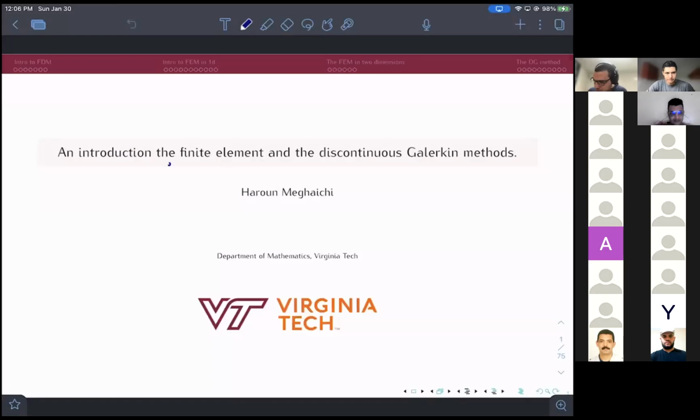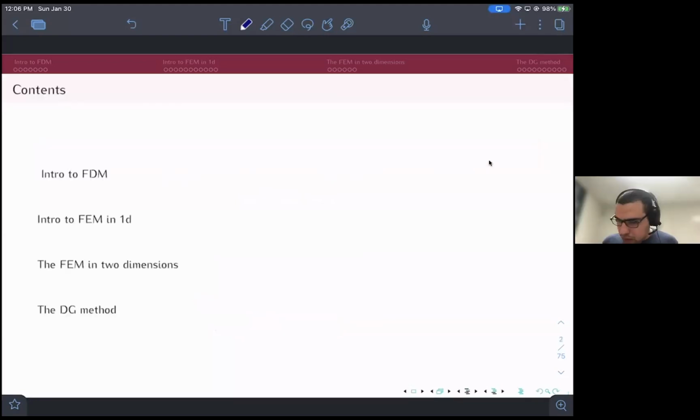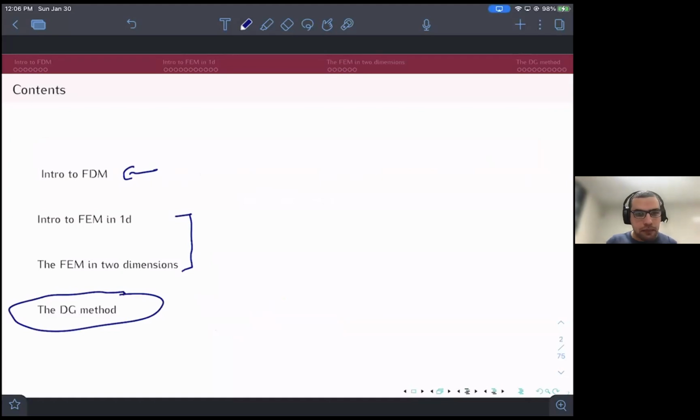An introduction to the finite element method and the DG method. First, I will talk a little bit about the finite difference method, and then I will move to the finite element method. And last, I will talk about my favorite method, the DG method. Although the first three sections are not exactly DG, they will help us build the intuition to understand why DG looks the way it does.